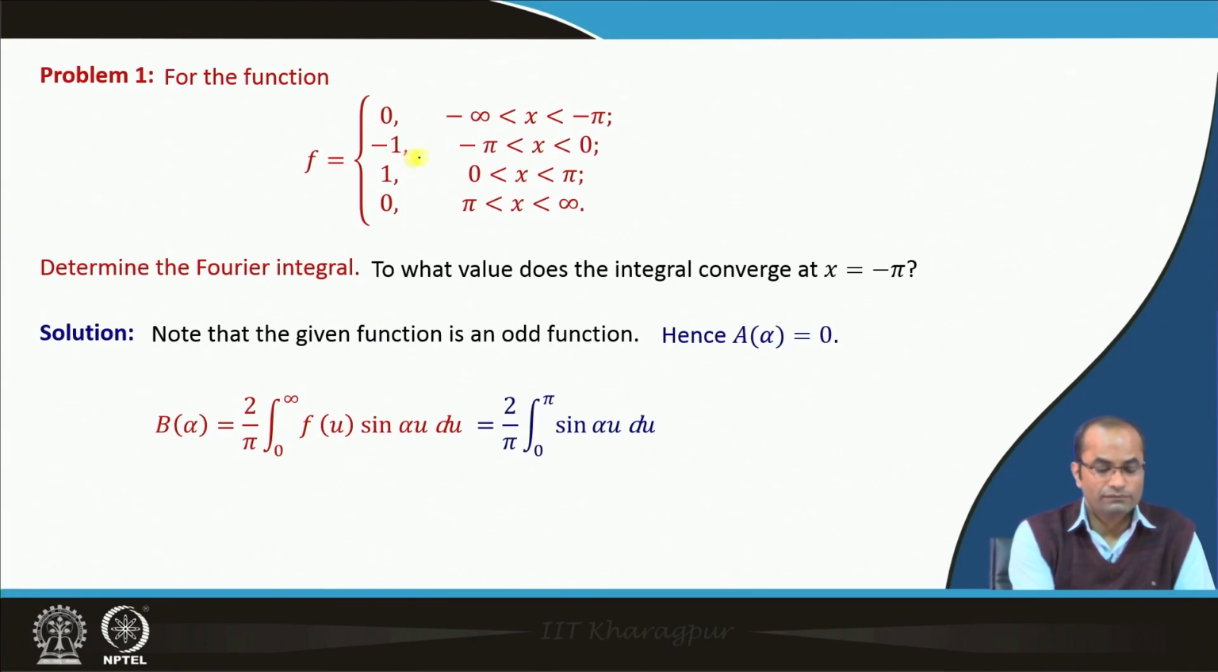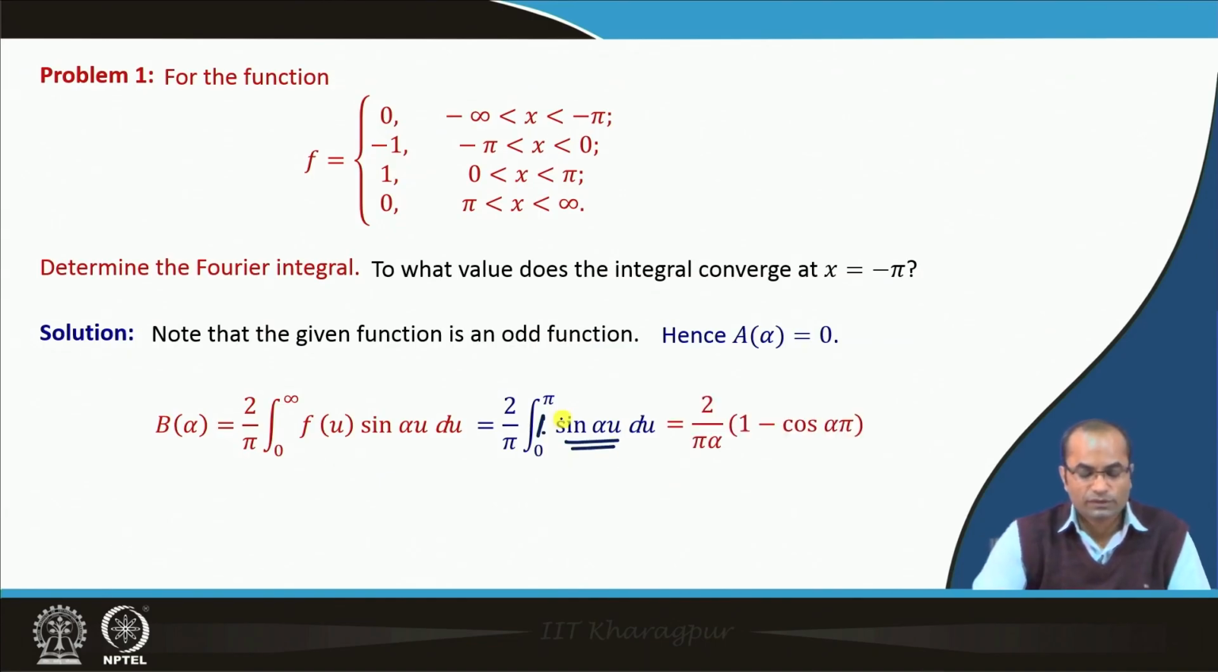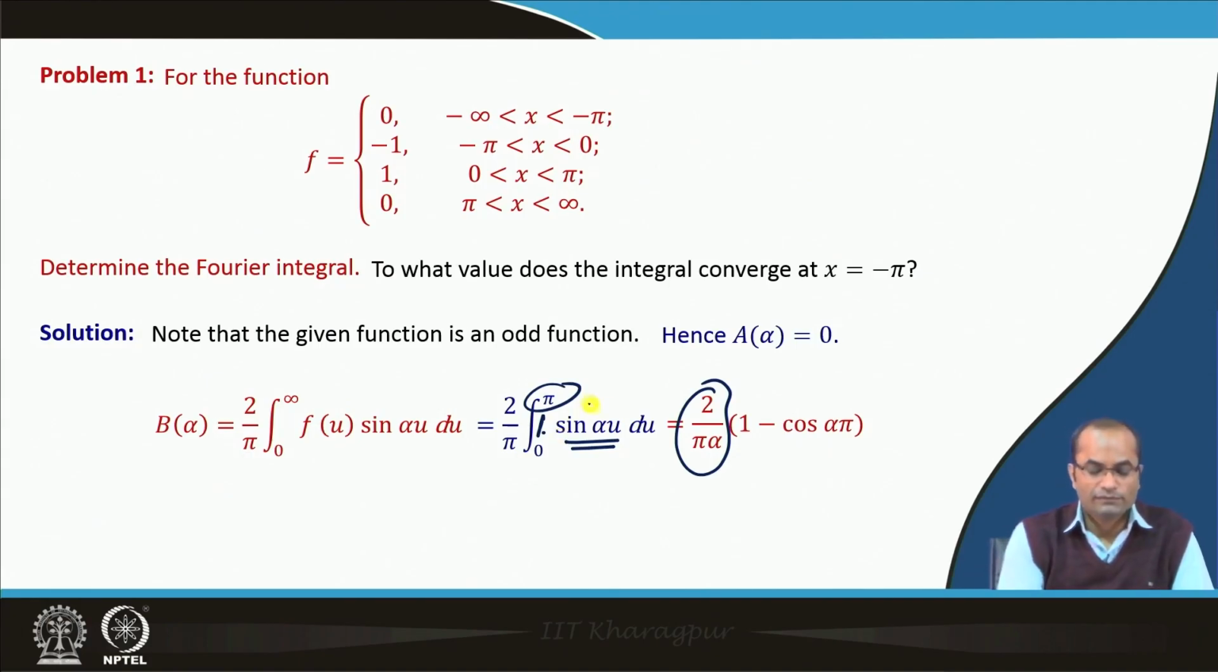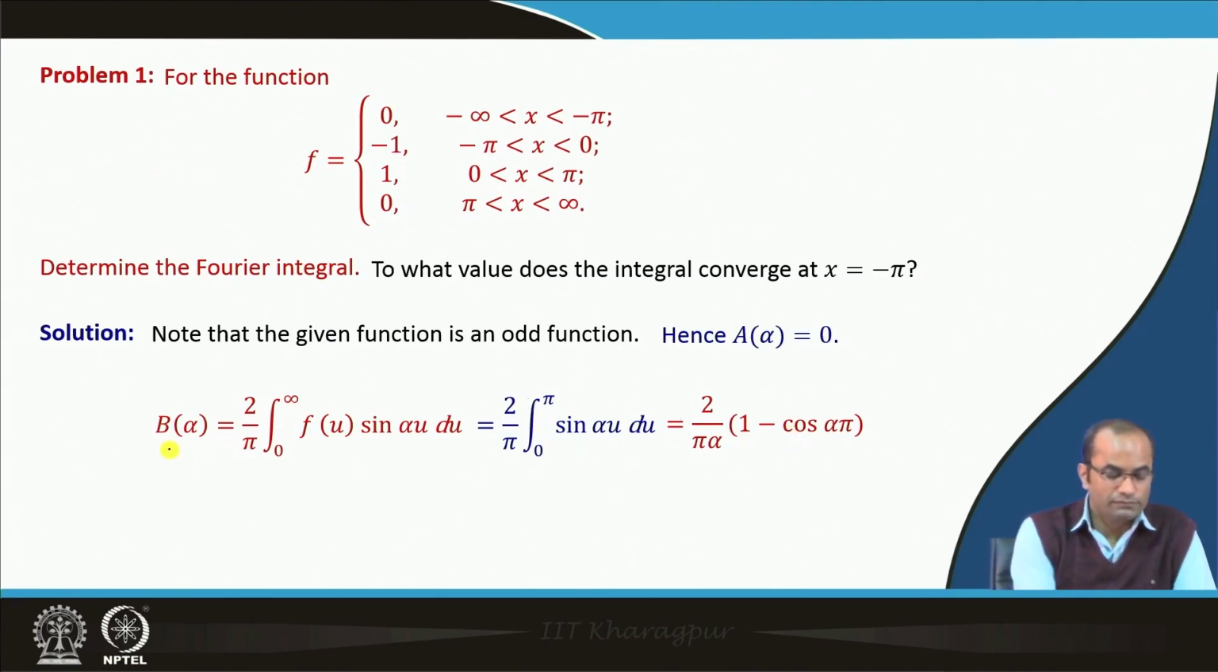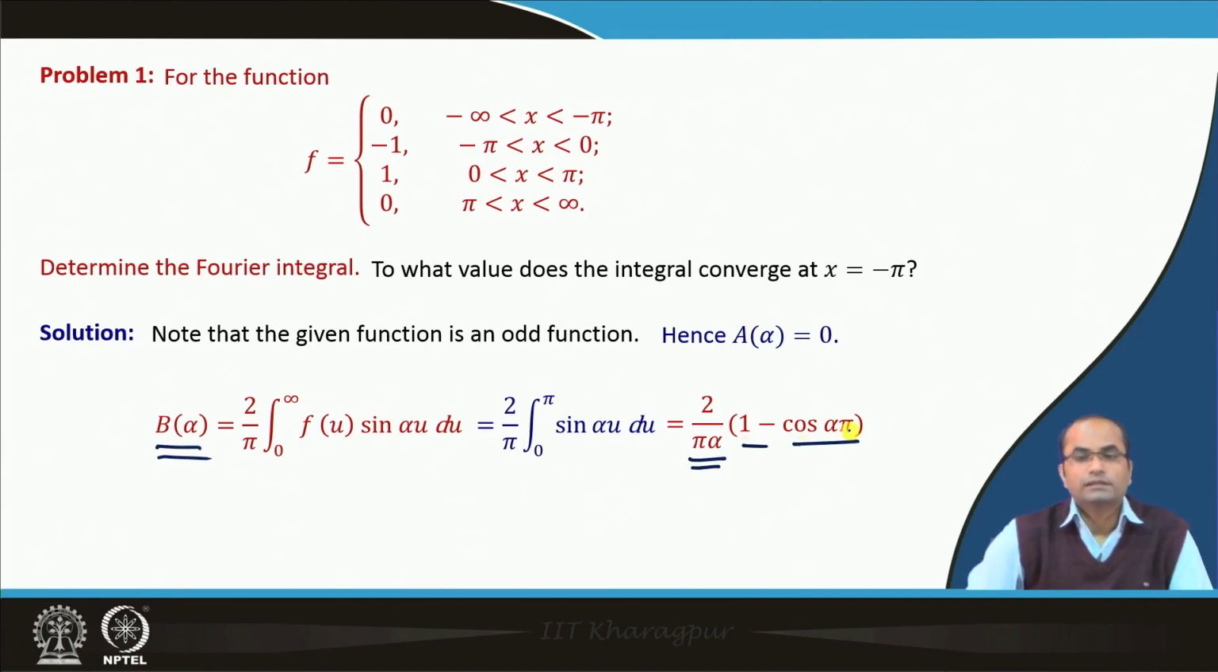The function is given already, that from 0 to pi it is 1. So, 1 into sine alpha u, and this can be integrated now to give cos alpha u over alpha. So, we have 2 over pi alpha and then cos alpha, and we can put this with a minus sign, so minus cos alpha will be coming. So, with pi we have cos alpha pi, and then at 0 we have 1. So, the value of this b(alpha) coefficient is 2 over pi alpha times 1 minus cos pi alpha.